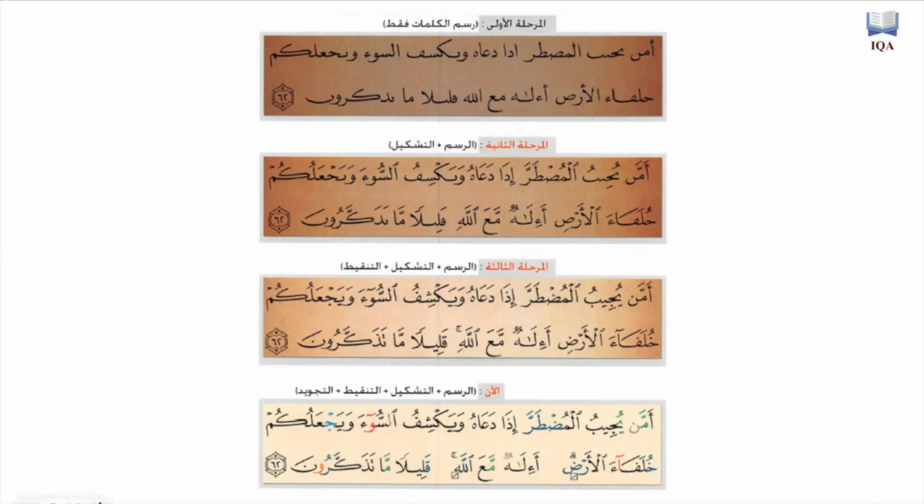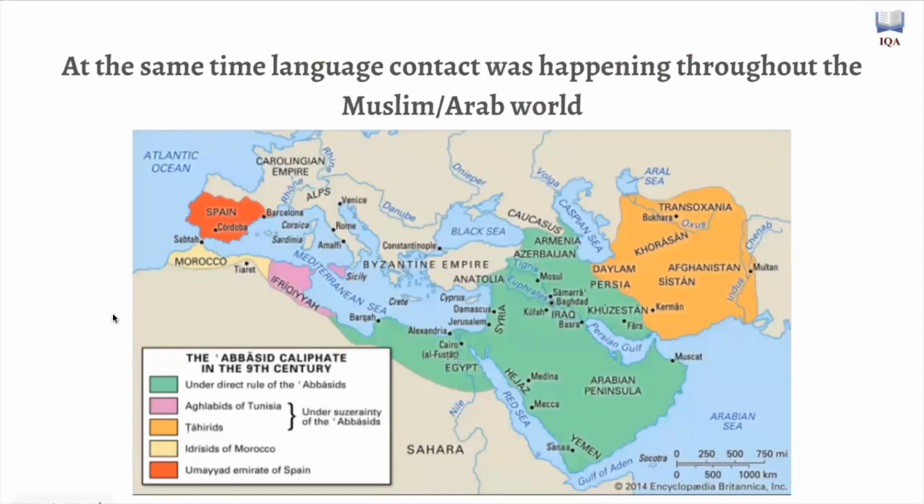Now, at the same time, what was happening in the Muslim world was language contact. Language contact was happening throughout the Muslim Arab world. Language contact is when two or more different languages come together and they start borrowing words, borrowing expressions, maybe even developing jargons. And then obviously you have pidgins, and after that, we have Creoles. This is just an example of the Abbasid Caliphate that was in the 9th century.